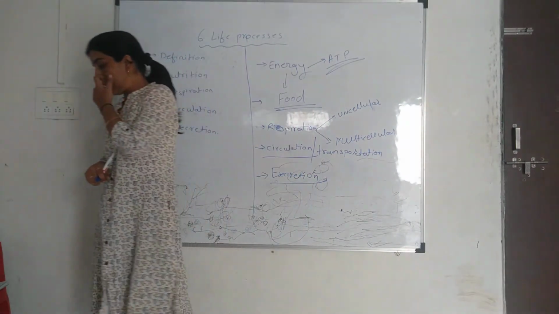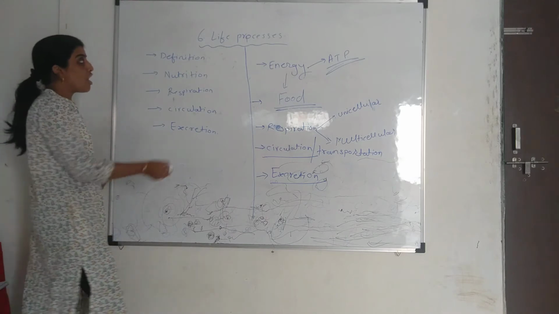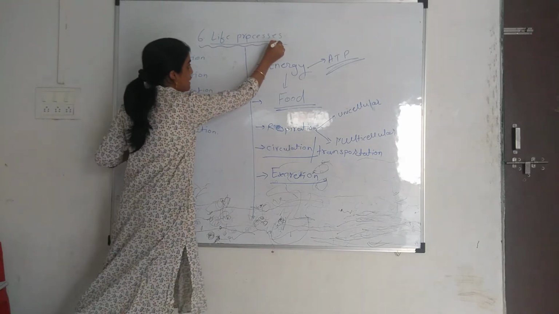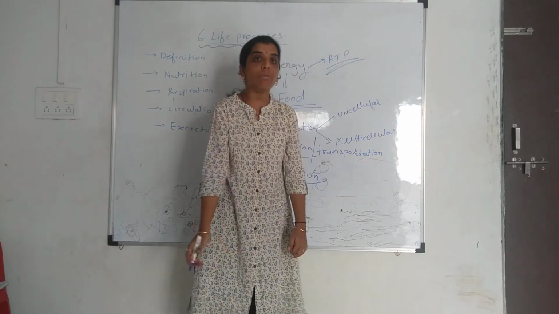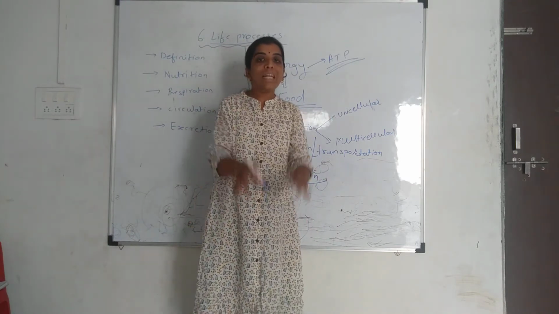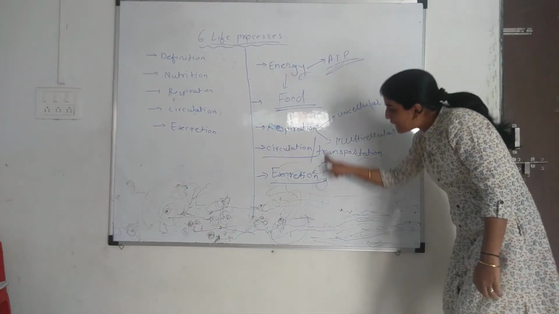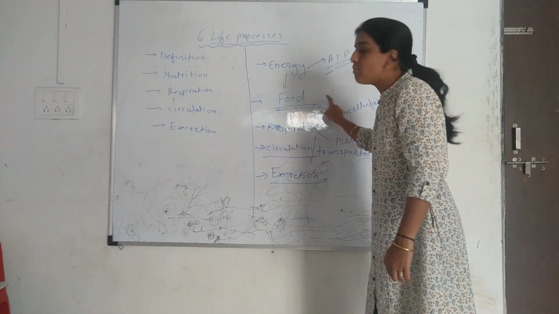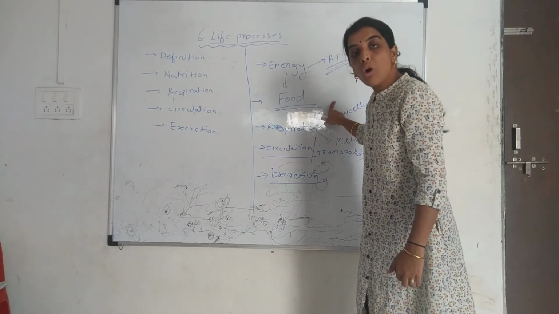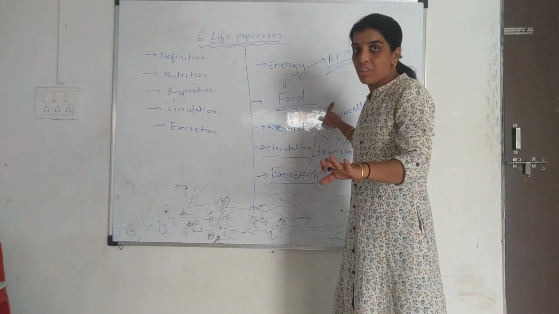So if you see, for maintaining the life of every living being, all these things are essential. If a single thing from this does not take place, what will happen? Life will not be easy, isn't it?